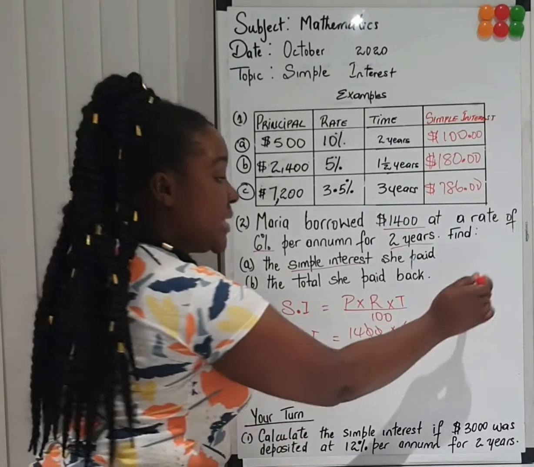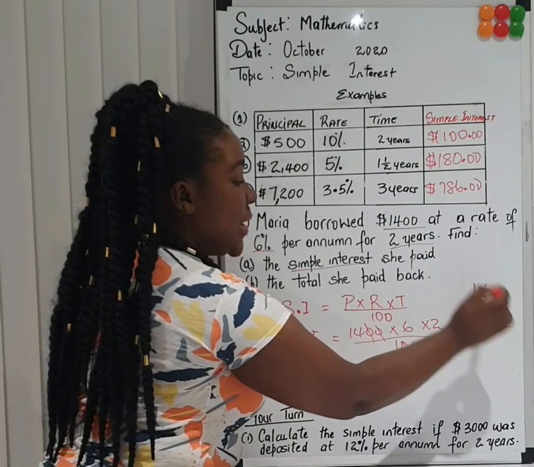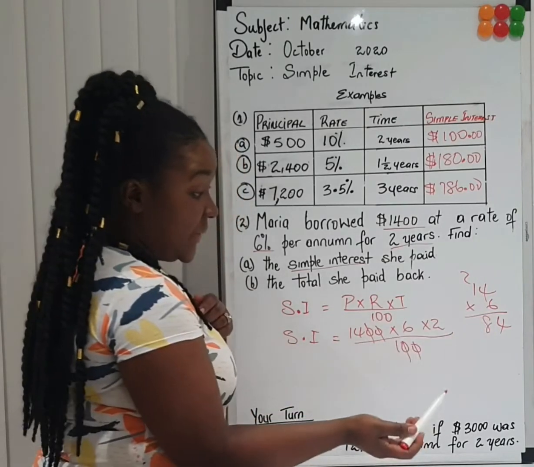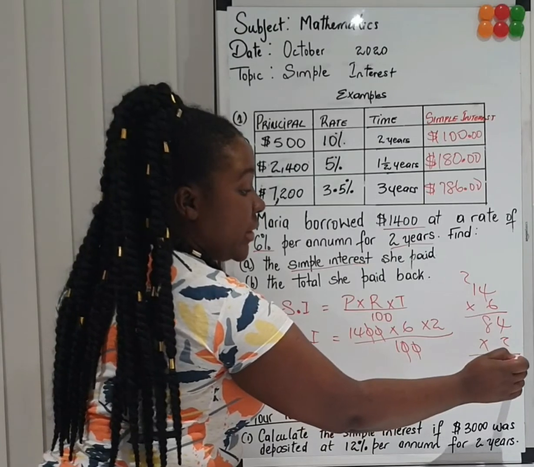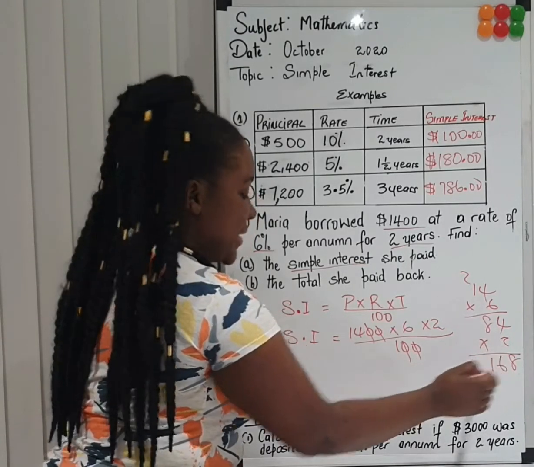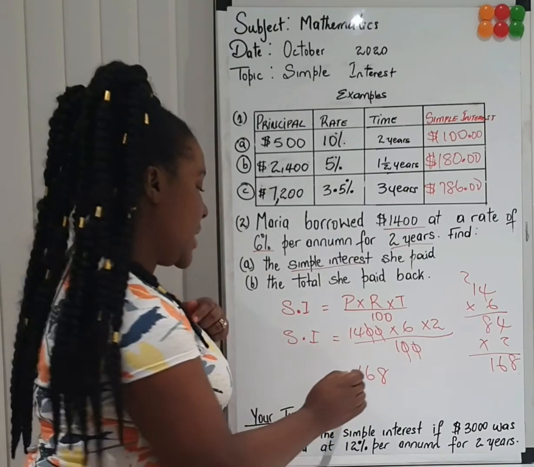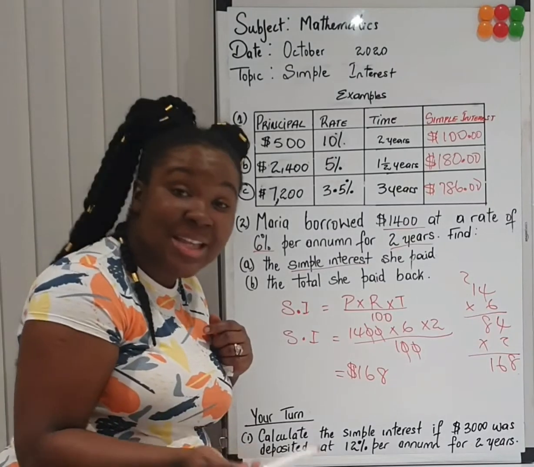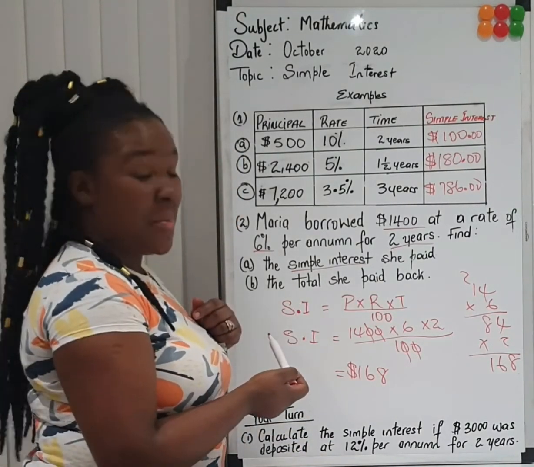6 times 14. 6 times 4, 24. 6 times 1, 6 and 2, 8. So that's 84 times 2. 2 times 4, 8, 2 times 8, 16. So our answer is 168. So she paid $168 in simple interest. That's a lot, man.